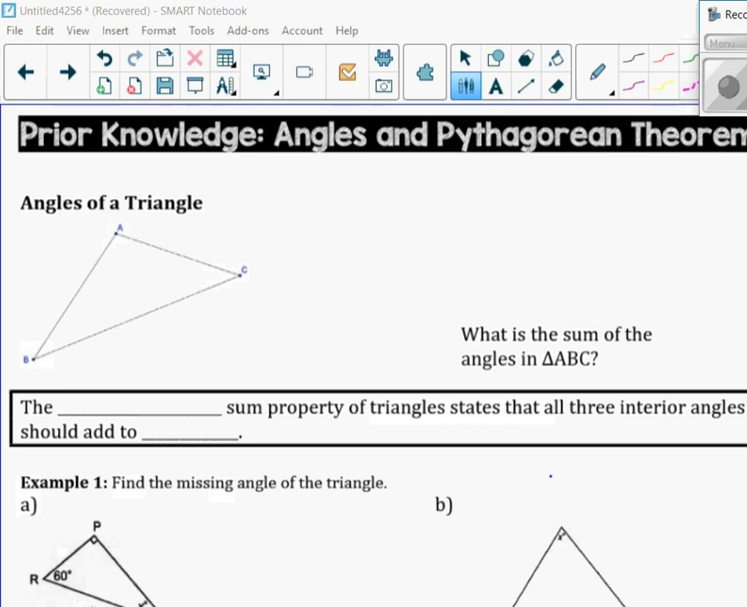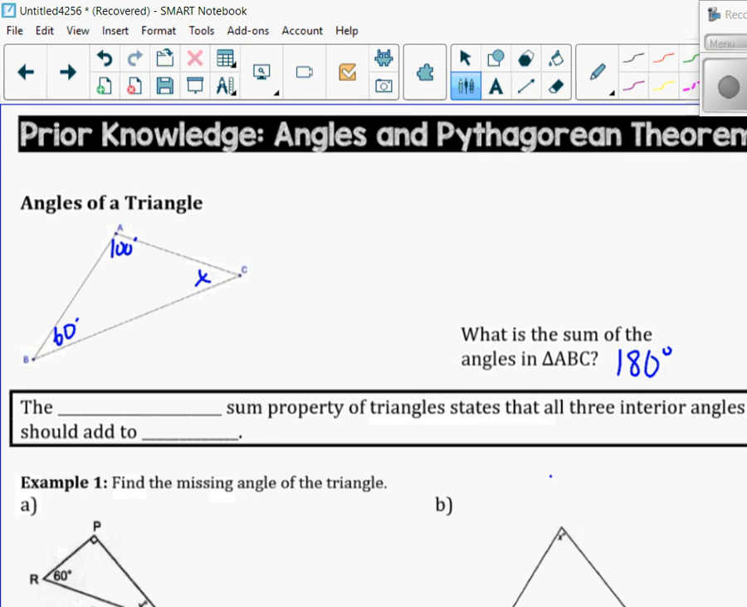Angles of a triangle: if I say this was 100 degrees and this is, say, 60 degrees, would you be able to figure out what x is? What's the property of angles of a triangle? Yeah, the sum has to equal 180. So how would I figure out what x is here?